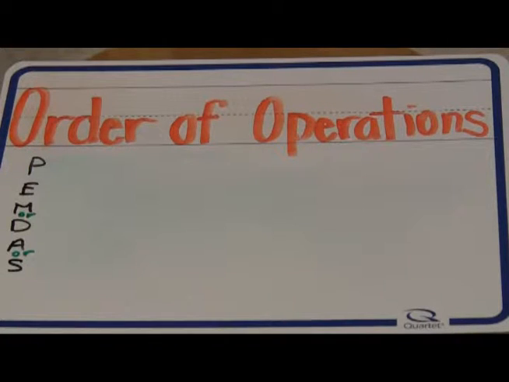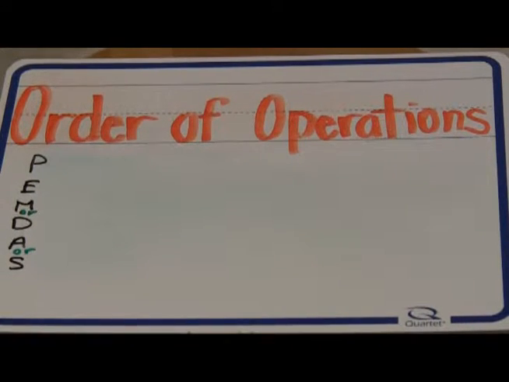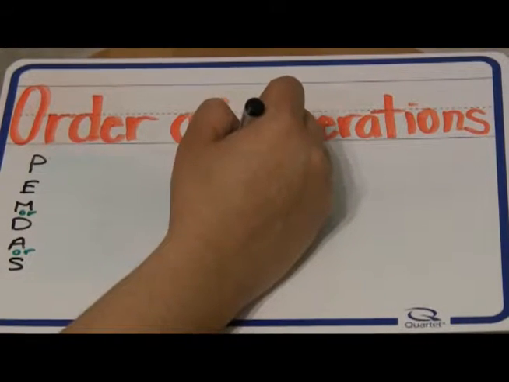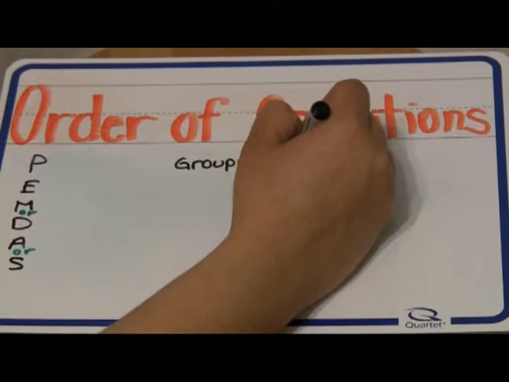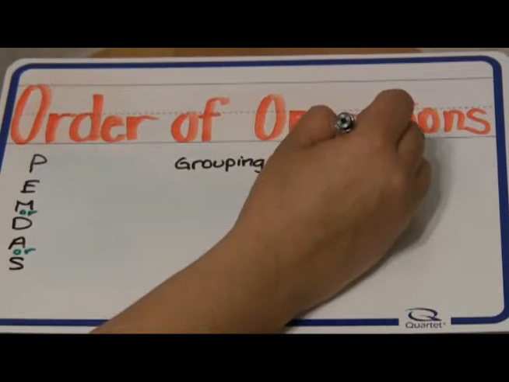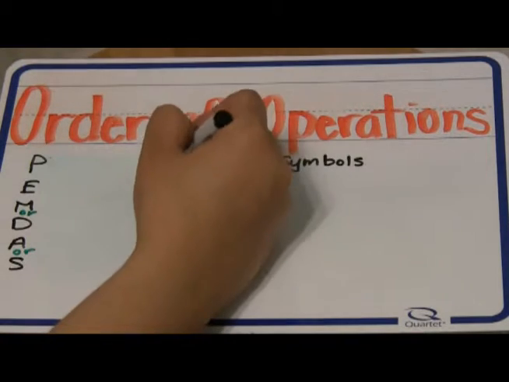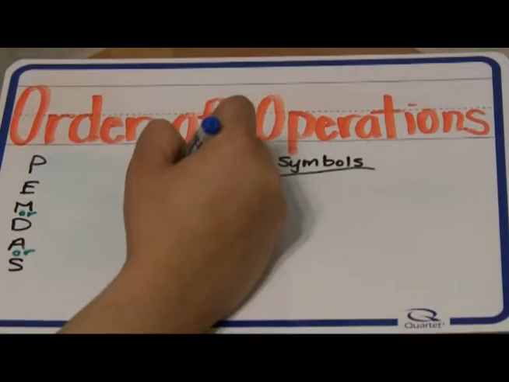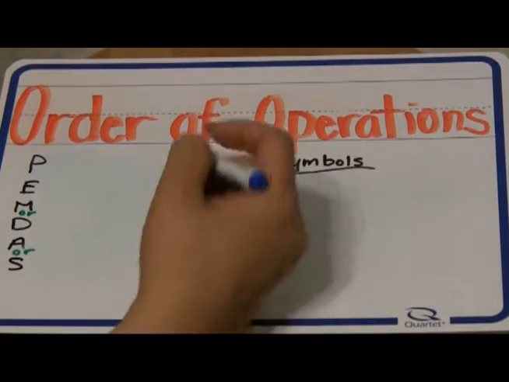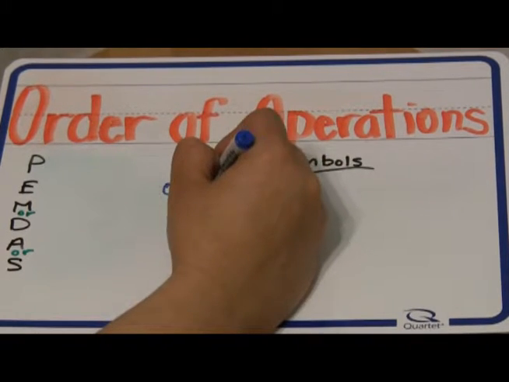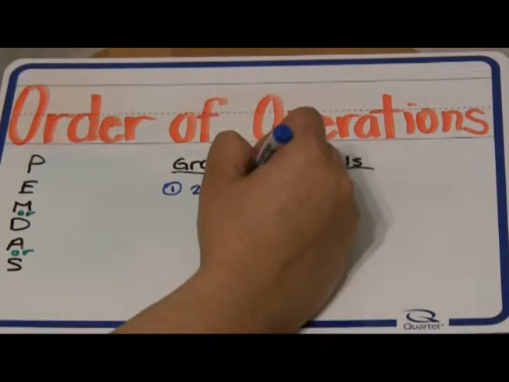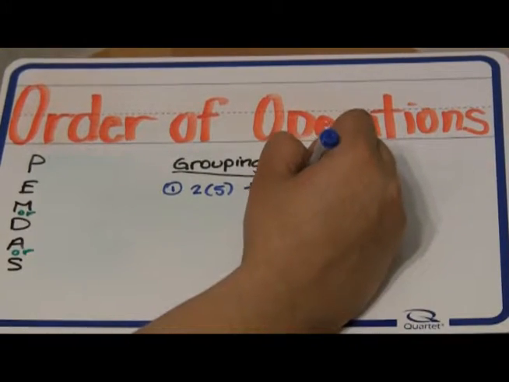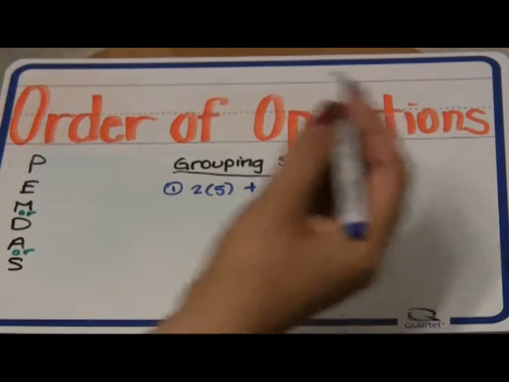Okay, this time we're using the order of operations when we have grouping symbols. So our first problem, problem 1, we have 2 times 5 plus 3 parentheses 4 plus 3.